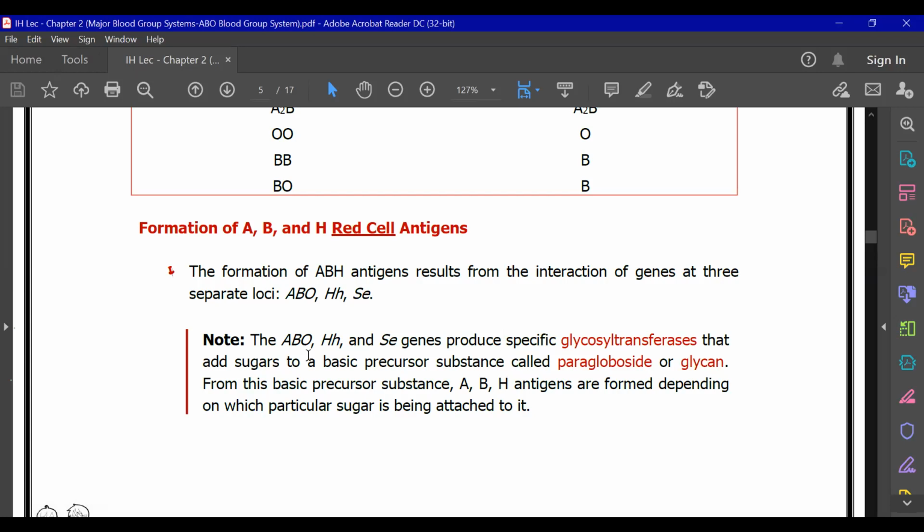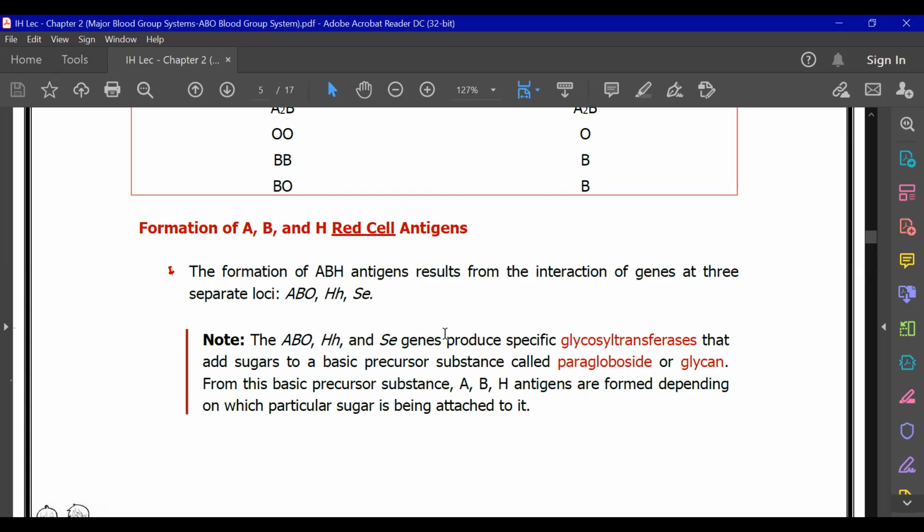So dito, i-apply natin, we have here your ABO, your HH, and the SE genes. These three genes, they produce a protein, and this protein, class, is called glycosyl transferase. These glycosyl transferases, ang role nila is that they transfer or add sugar to what we call the basic precursor substance in order to form your ABH antigens. Naintindihan nyo? Genes, then we have proteins, and then the end product would be the antigens.